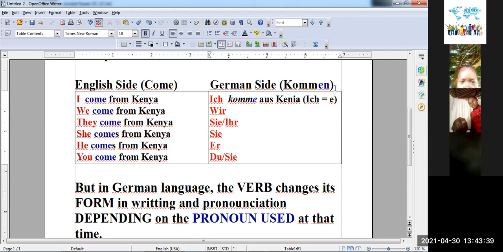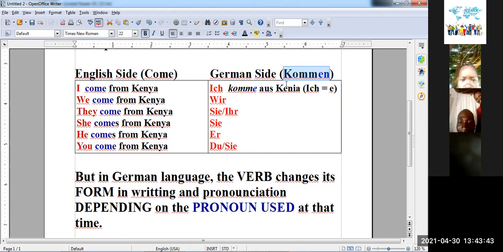No, this N is in original form, okay? Before you use any verb with ich, wir, sie, or whatever, it is in its standard form, which ends with en. You get a point, sir?